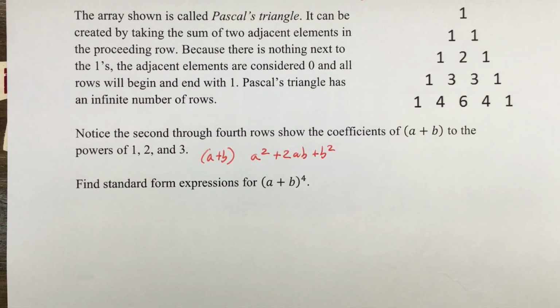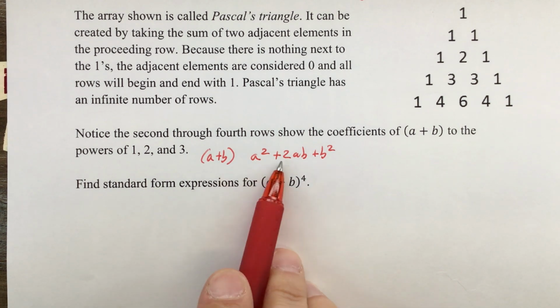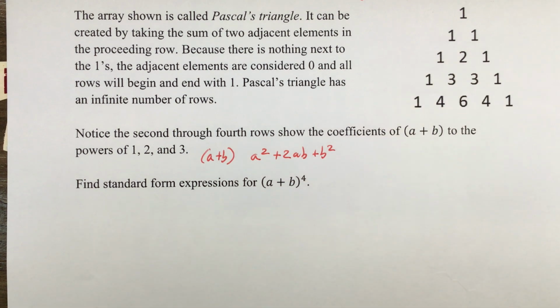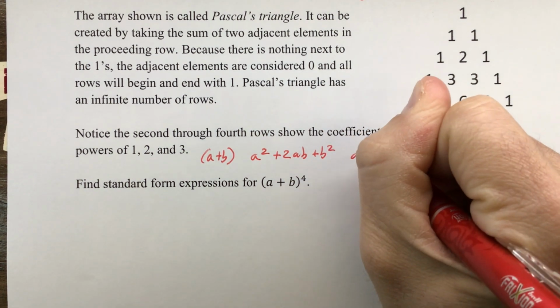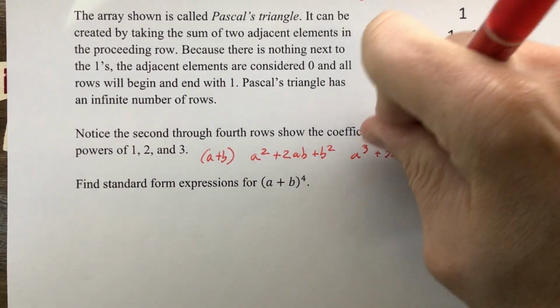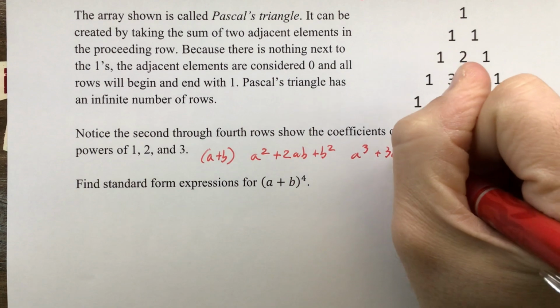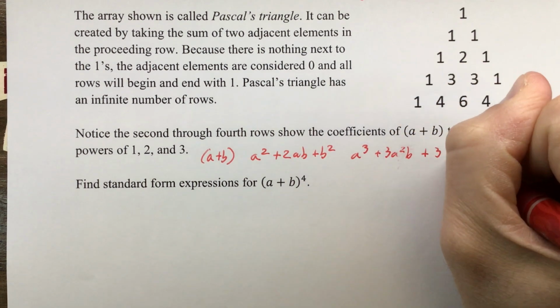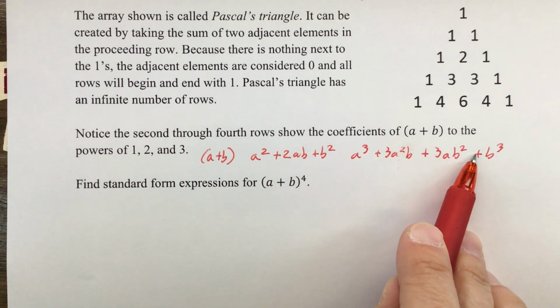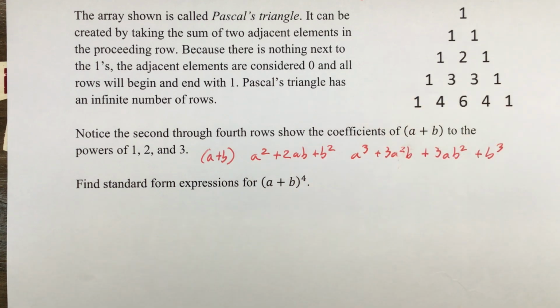And if you look at the coefficients, you have a 1, you have a 2, and you have a 1, which are here, 1, 2, and 1. And then to the third power, we had a cubed plus 3a squared b plus 3ab squared plus b cubed. And the coefficients here are going to be 1, 3, 3, 1, which matches this.